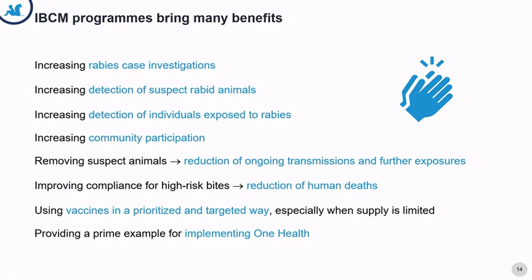And when patients and providers are both informed about the risks of rabies, it is much safer to prioritize vaccines for people with true exposures, leading to cost savings for governments and patients while also reducing the risk of supply shortages. And lastly, IBCM is the true example of One Health in action. It relies on the expertise and coordination of both human and veterinary health officials.